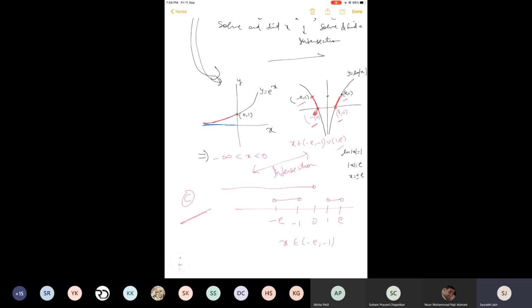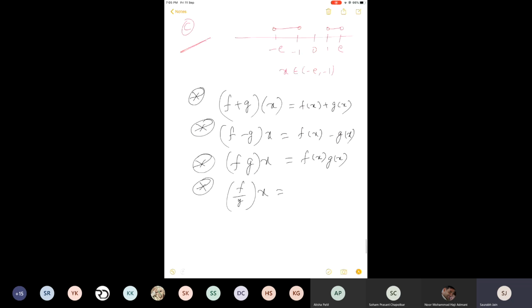Then they use this, f g x. This is f x into g x. And finally, they will use this notation, which is f x upon g x. Okay. And what about f o g? It is totally different. It is not any of these. It is something different. It is related to composite function.